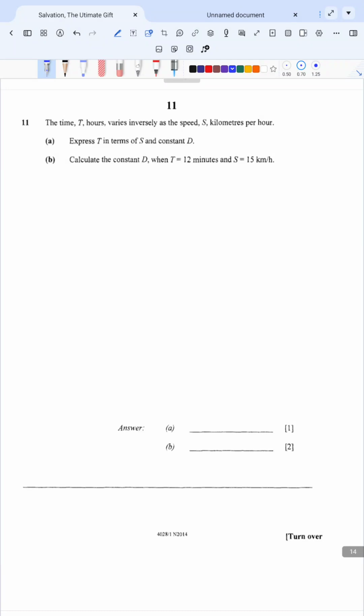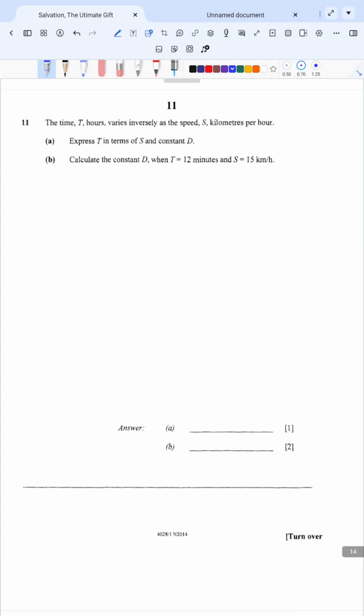We are going to focus on the topic of variation, inverse variation. So I'm going to use this question from November 2014, ZIMSEC paper 1. It reads, the time t hours varies inversely as the speed s kilometers per hour.